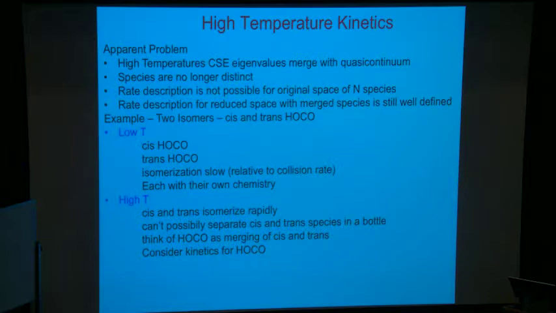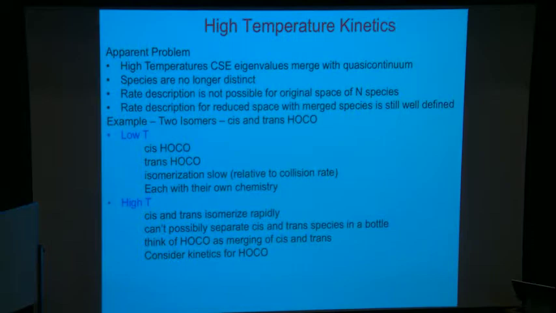But now as you raise your temperature, your rate of isomerization between these two gets to be much larger. And you start to go back and forth before there's any collisions. And then the process of populating your distributions gets intertwined with the process of isomerization. And then you can't imagine actually separating cis and trans in a bottle. You can't write rate descriptions for things because you can't really separate them. There's a merging of the cis and trans species.